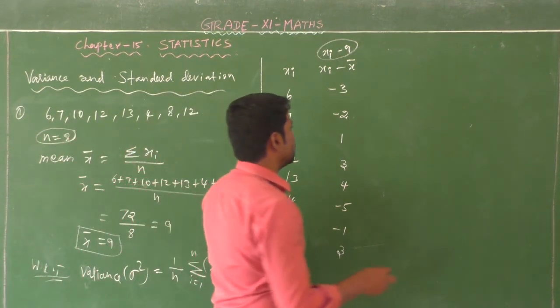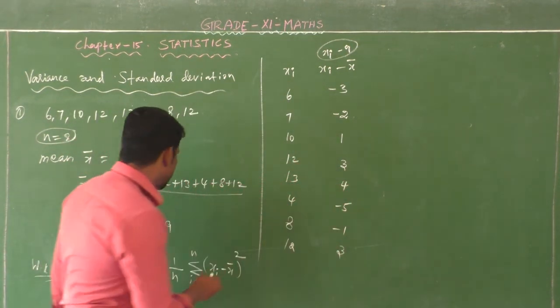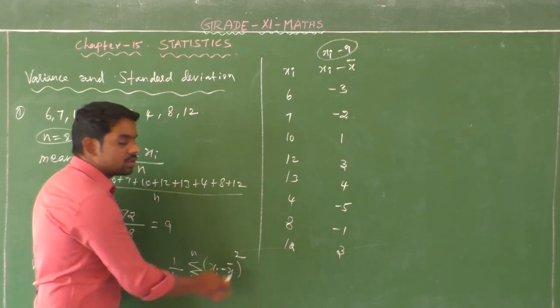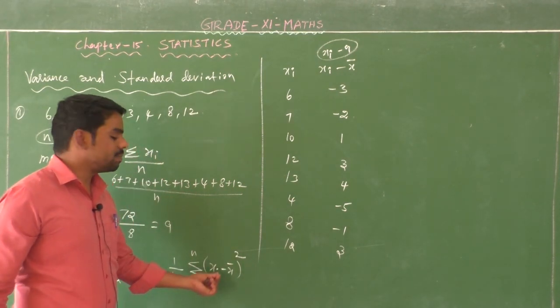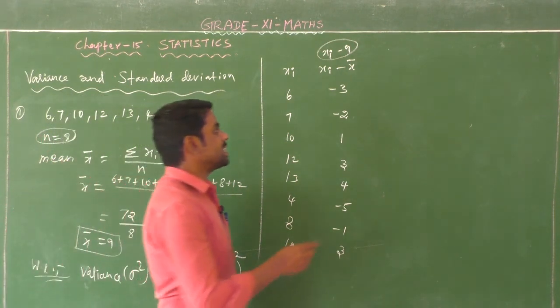Listen, here the formula is the summation of (xi minus x bar) the whole square. You need the answer, the summation of (xi minus x bar) the whole square. First you find xi minus x bar.